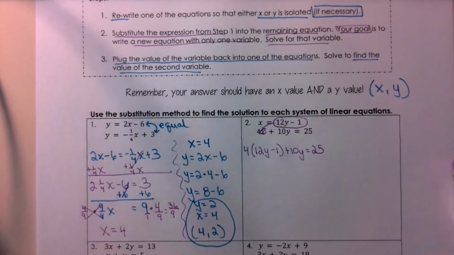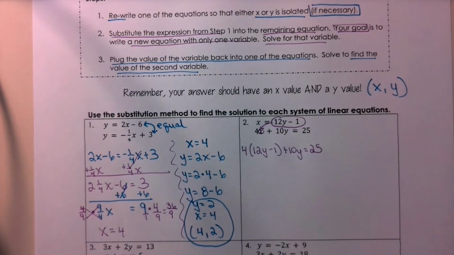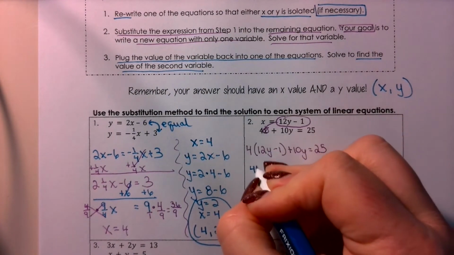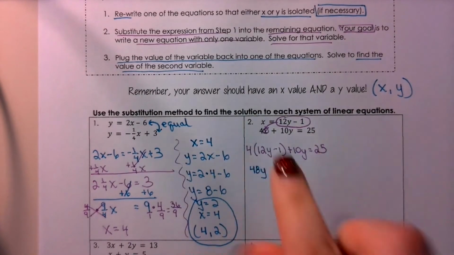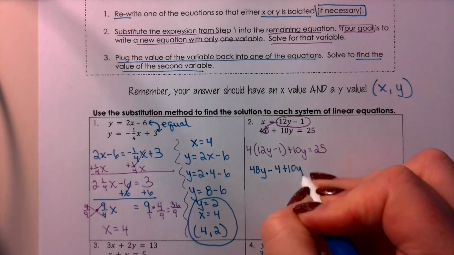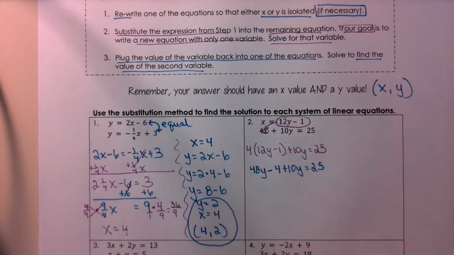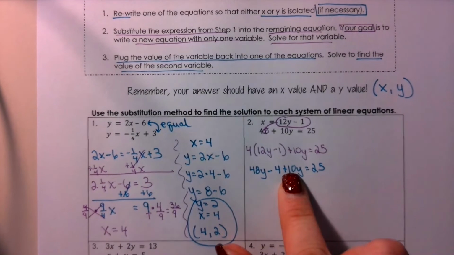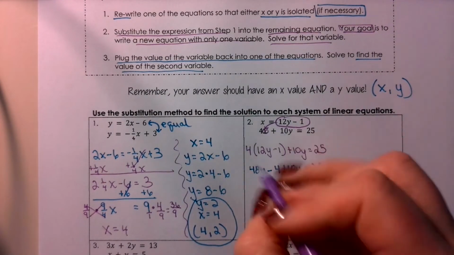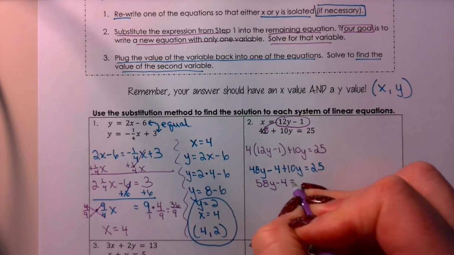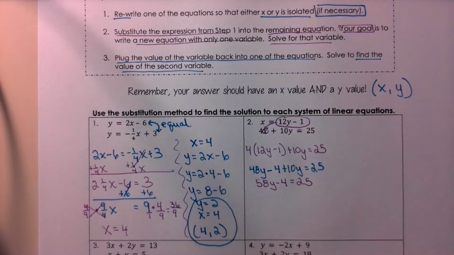I have an equation that I can solve. Do I have some distributing to do? I do. I have 4 times 12, which is 48y. 4 times 1 is 4, minus 4 plus 10y equals 25. No like terms over here, but I do have 48y plus 10y. So I have 58y minus 4 equals 25. All my variables are on the same side. In fact, I've got my two-step equation.